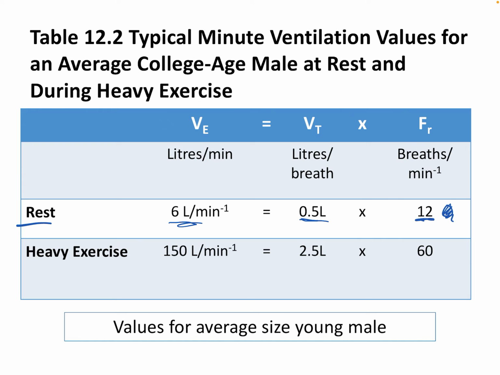Now, let's look at breathing during heavy exercise. Substantially larger, so 150 liters per minute of air exchange. And that's a huge jump, quite a big difference. And the reason for that is our tidal volume goes up considerably, about 5 times, and our breathing frequency goes up about 5 times as well. So we multiply both those components, 2.5 times 60, and we end up with 150. And our units are liters per minute for this equation, not milliliters like our cardiac output.